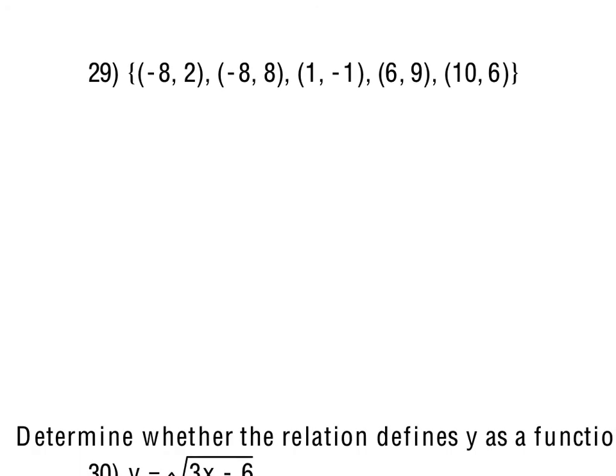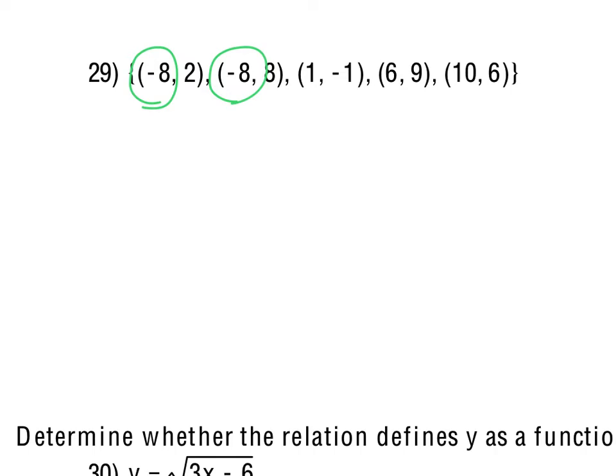Moving on to 29, however, we don't have to go too far to find that we have -8 goes to 2 and -8 goes to 8. So this is an issue for this relation being considered a function because, again, that one input of -8, it's either 2 or it's 8. So that does not work very well when you need to figure something out.